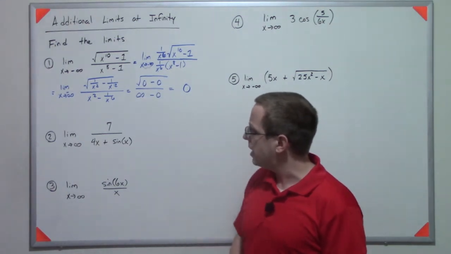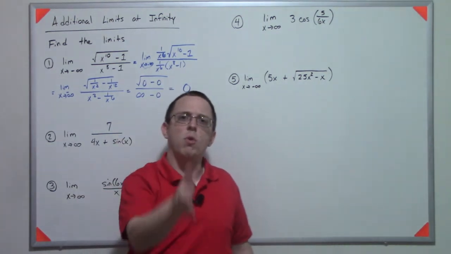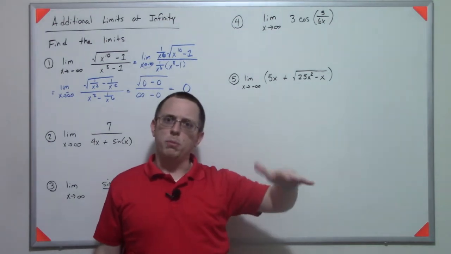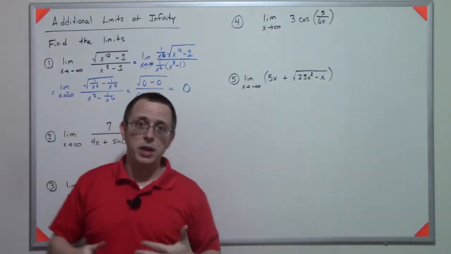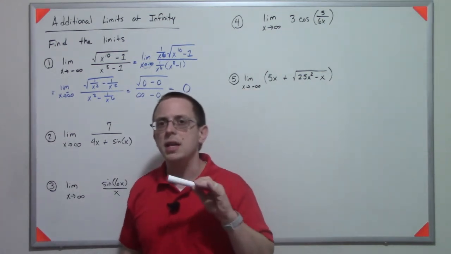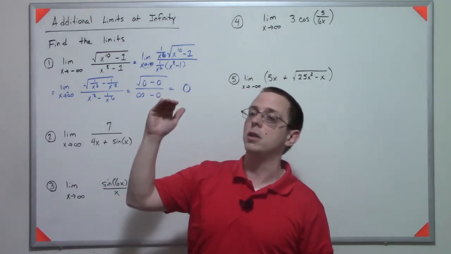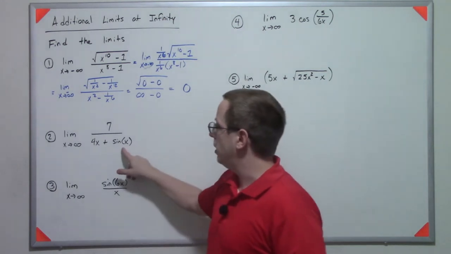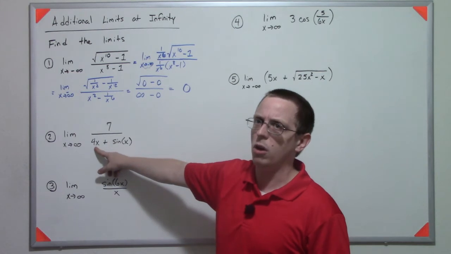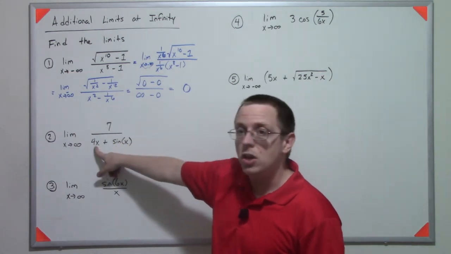Our second one is 7 over 4x plus sine of x. This has a problem because sine of x has a wave. It doesn't actually converge to a number. It goes up to 1, down to -1. That's all you've got. But I do know this about sine of x: it never goes below -1, and it never goes above +1. So it's always bounded. But the 4x isn't bounded. This thing gets massively large. So this doesn't change, this is bounded, and this is unbounded.